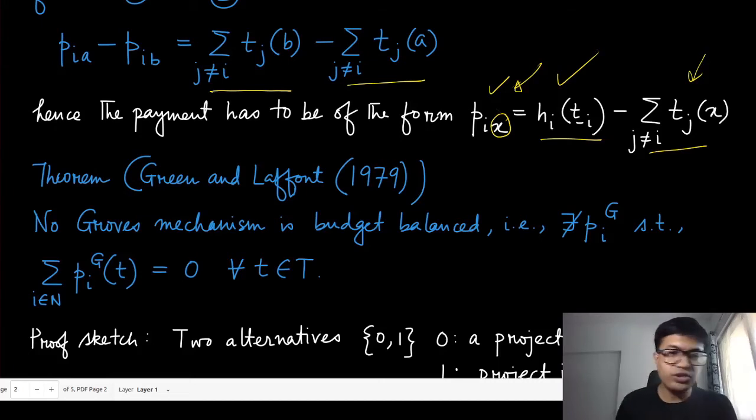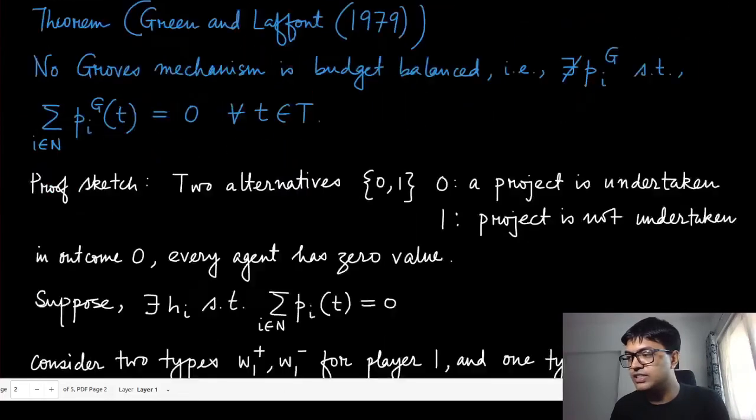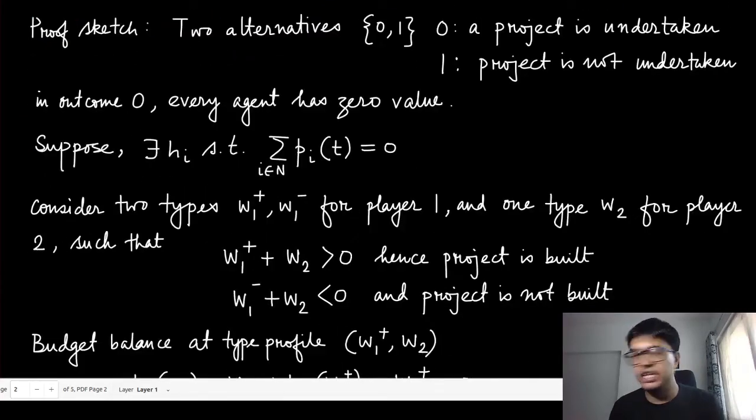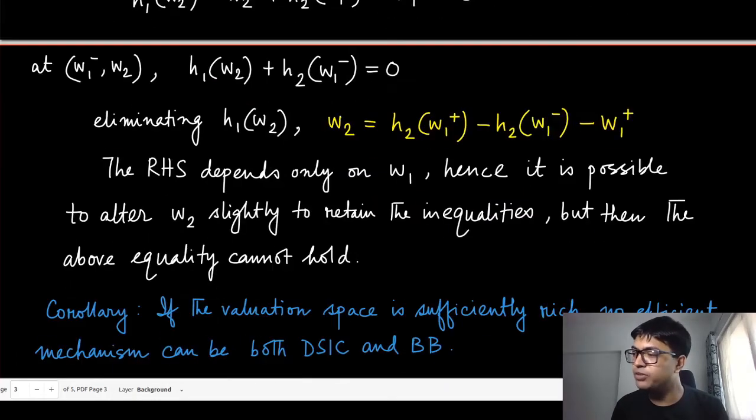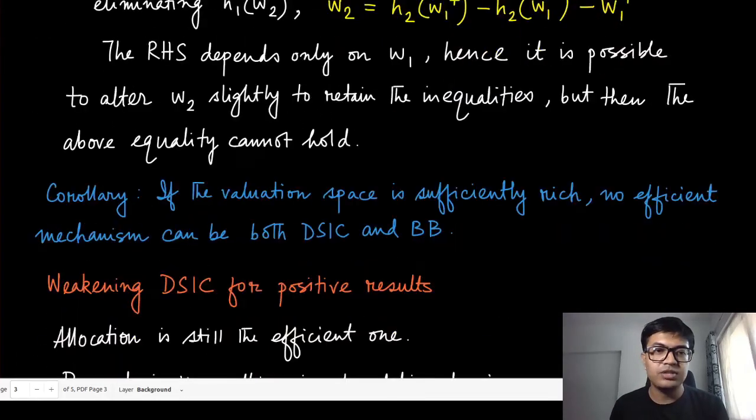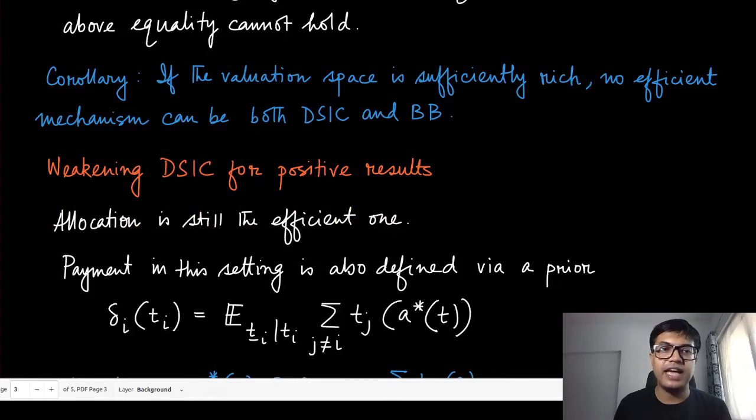So this is an impossibility result. We are not going to get into the proof of this. This is a little elaborate, but even then I have given the proof sketch. So these notes will be available, so you can take a look at it. So finally, summarizing these two results, we can have this corollary: if the valuation space is sufficiently rich, then no efficient mechanism can be both DSIC and budget balanced. That is the conclusion that we can make.